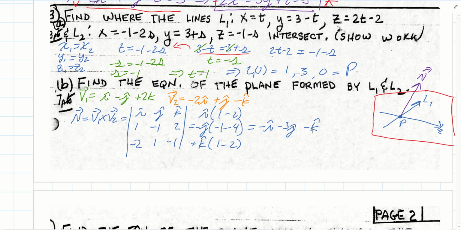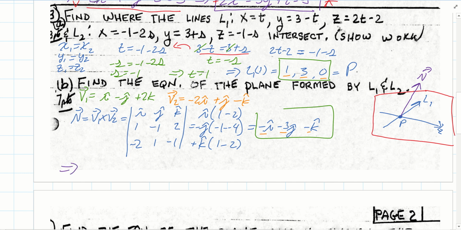I'm going to double check that real quick before I move on. Negative I minus 3J minus K. Perfect. All right. So now we have a point right here and our vector here. Remember, this portion represents x naught, y naught, z naught. This represents A, B, C. Plug it into the equation.